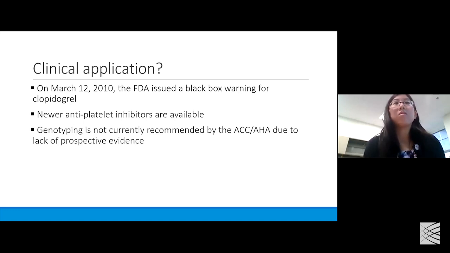And the reason cited is that there's a lack of prospective evidence. A lot of these studies are retrospective. Lack of prospective evidence looking at outcomes where individuals have been genotyped versus those who receive standard of care. The other wrinkle is that there are new antiplatelet inhibitors that are now available and often used and chosen over Clopidogrel. And so again, this finding hasn't really made it into mainstay clinical practice.